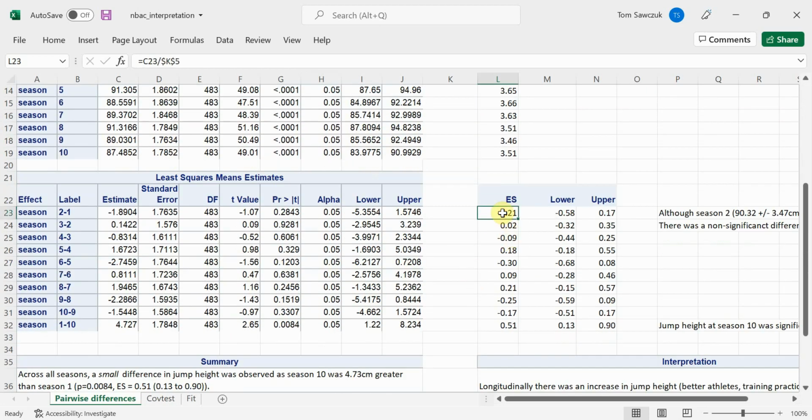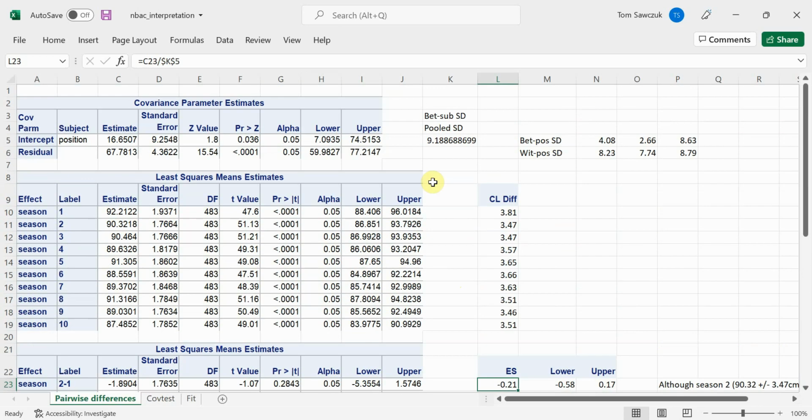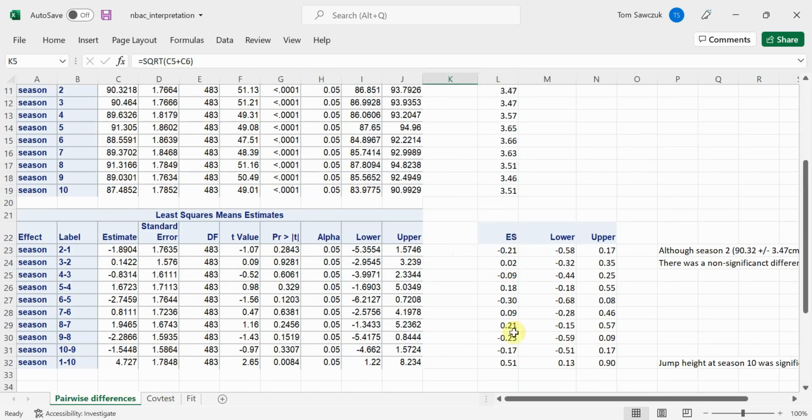And finally, we've calculated the effect sizes, and the effect size is just the estimate of the difference divided by this pooled standard deviation. And you can see all of the effect sizes here, the lower and the upper intervals for them. Okay, so what does this actually mean?